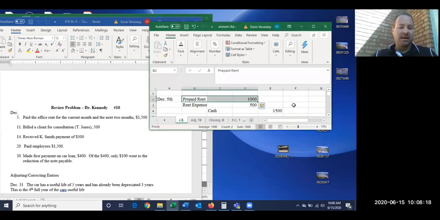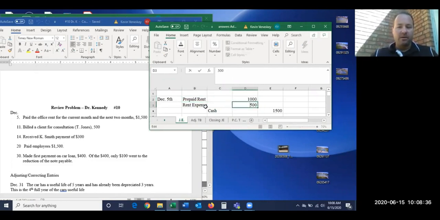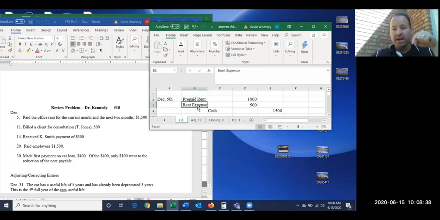My next 2 months, and I just put these in numerical order. You could have put rent expense first as your debit, just as long as your debits come first, it's okay. But I put the prepaid rent first, showing that I have $1,000 for January and February. And then what did I get? I also got rent right now for December. And then how did I get it? Well, we got it with payment of cash. We had to pay money for $1,500.